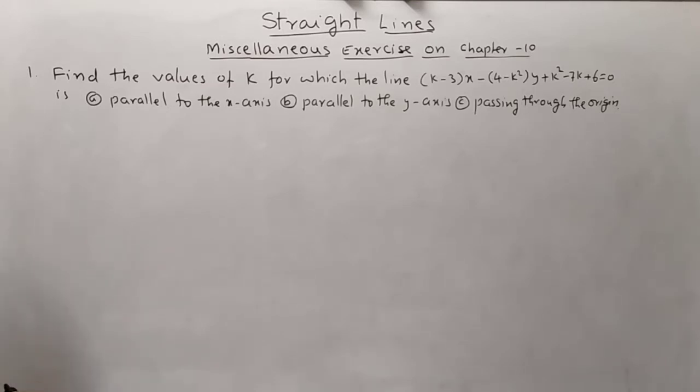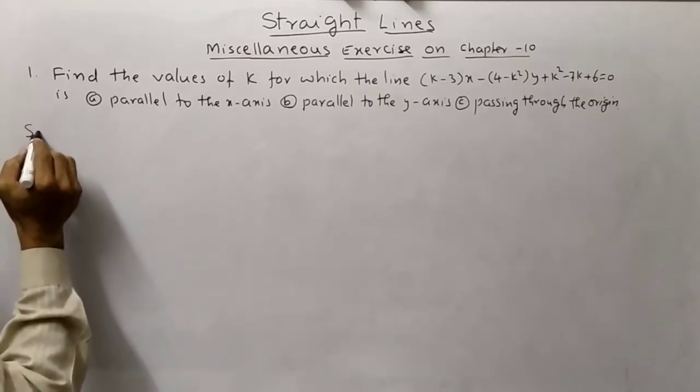Question number 1. Find the values of k for which the line (k minus 3) x minus (4 minus k square) y plus k square minus 7k plus 6 is equal to 0 is A, parallel to the x-axis, B, parallel to the y-axis, C, passing through the origin. Solution.